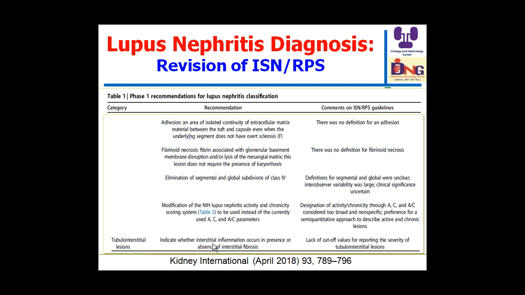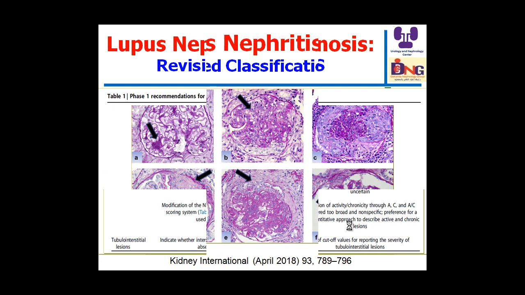So please go to the details. You'll find everything. Fibrinoid necrosis: fibrin associated with glomerular basement membrane disruption and/or lysis of the mesangial matrix. This lesion doesn't require the presence of karyorrhexis, as I mentioned. Elimination of the segmental and global subdivision of class 4. Modification of the NIH lupus nephritis activity and chronicity scoring system to be used instead of the currently used A and C parameters. So these are very interesting points.